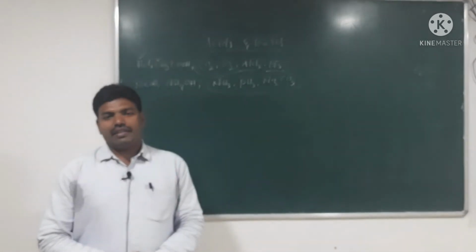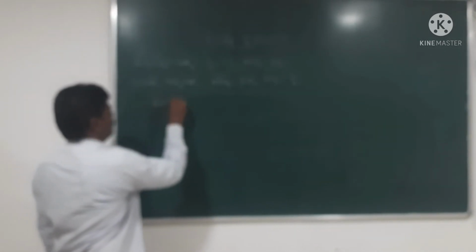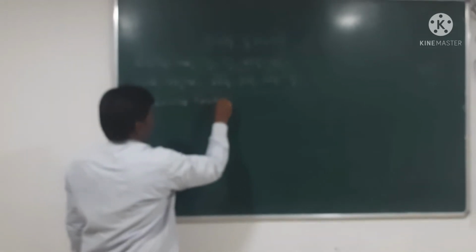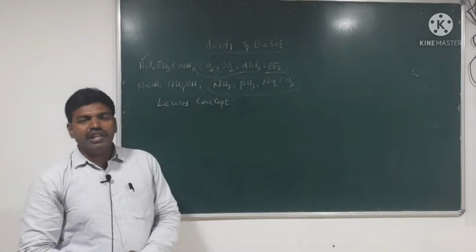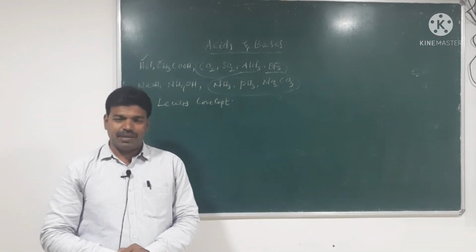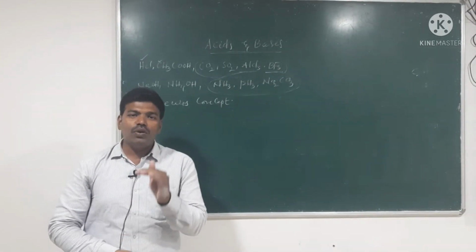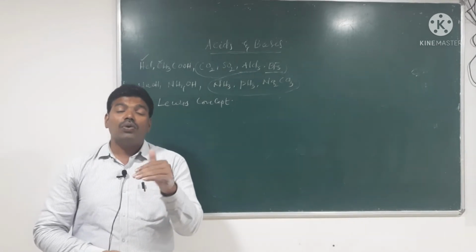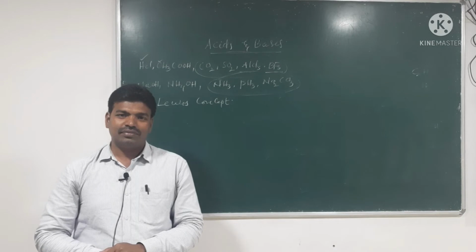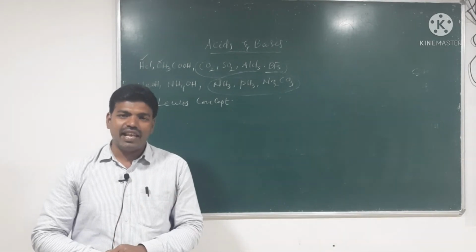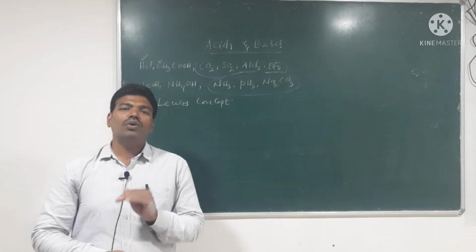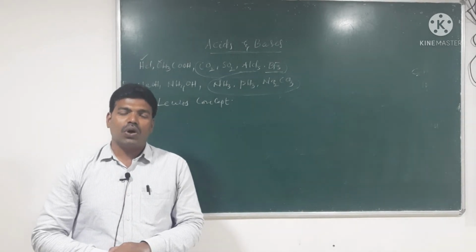So another theory, the Lewis theory of acids and bases, came forward to explain the acid-base concept. According to the Lewis theory, a Lewis acid is an electron pair acceptor, and a Lewis base is an electron pair donor.